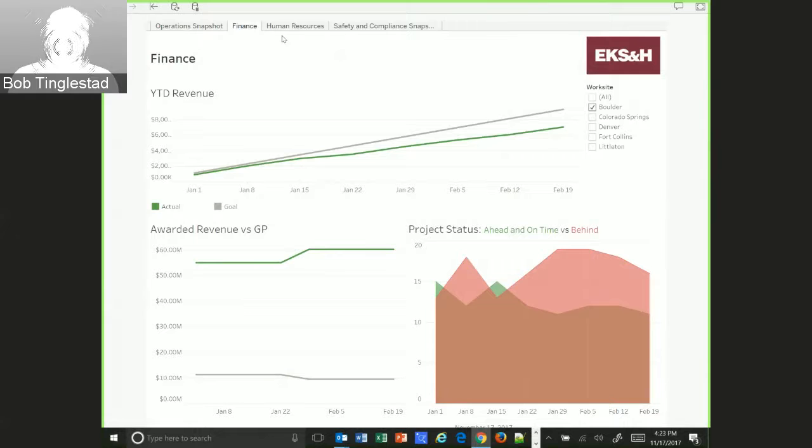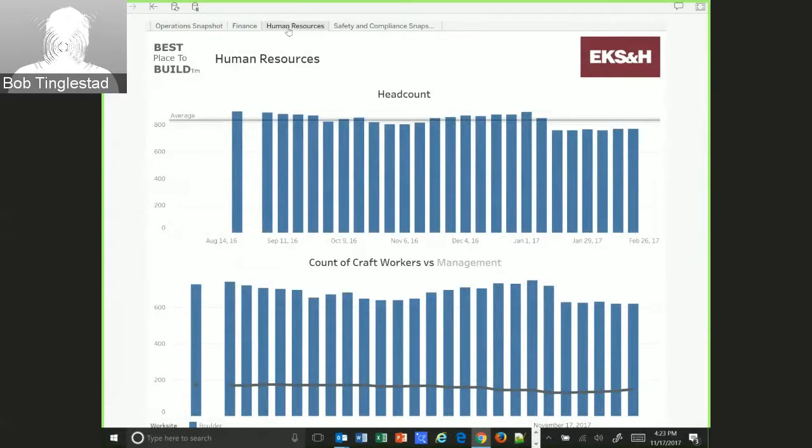I'm going to go to some other departments. And, by the way, often with all of our clients, this information is coming from different systems, but this is allowing me to quickly understand it no matter what system it's coming from. So I'm looking at our human resources information, and our headcount, ironically, did take a dip in January. We can see our total number of employees went down by almost 100.